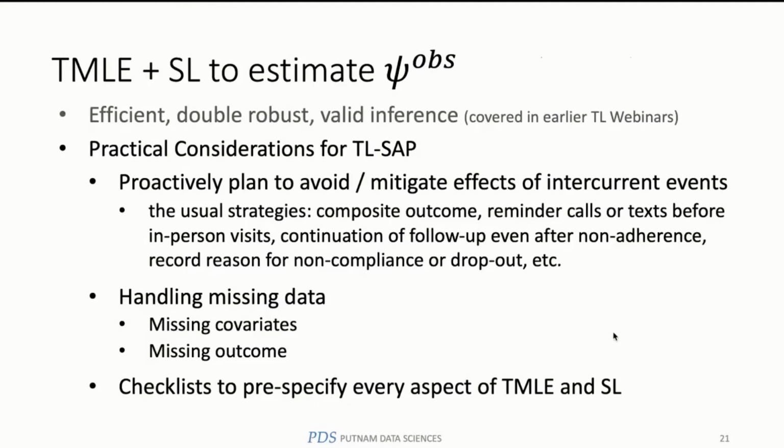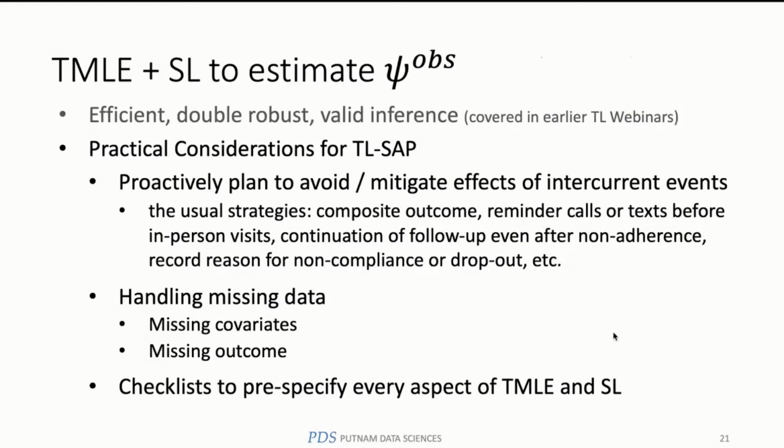So the usual strategies apply here too. You might devise a composite outcome. You might make sure that you remind people to show up for their visits. You might make an effort to have them continue to be followed up even after non-adherence, and record the reason for non-compliance, etc. So definitely do that, and you'll be in better shape with any estimator, including TMLE and superlearning. But we're also going to have to document how we're going to handle missing data that might arise, and we'll do that on the next slide.